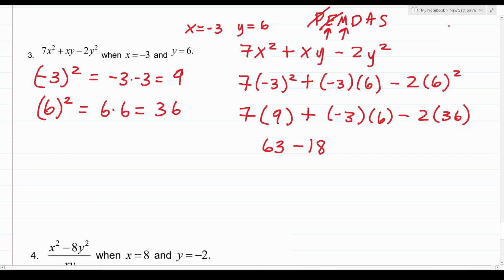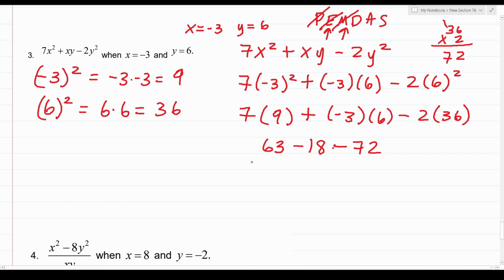Well, if you can't do that in your head, you can work it off to the side. 36 times 2. 6 times 2 is 12. Carry a 1. 2 times 3 is 6 plus 1 is 7. So this is minus 72. So we took care of our multiplication there. And as you can see, we just have subtraction left. And we're going to work out the subtraction in this expression from left to right.